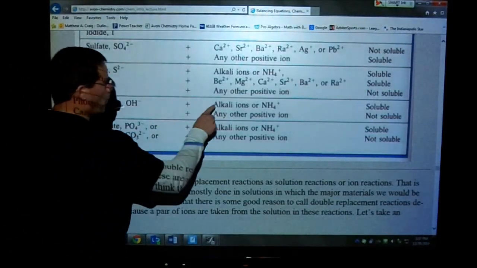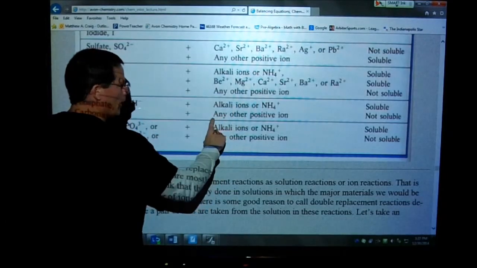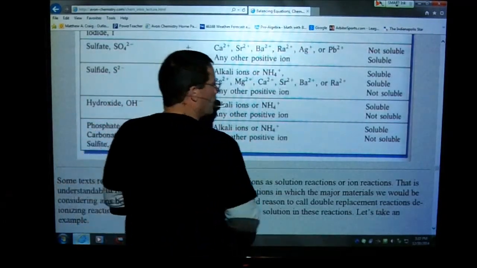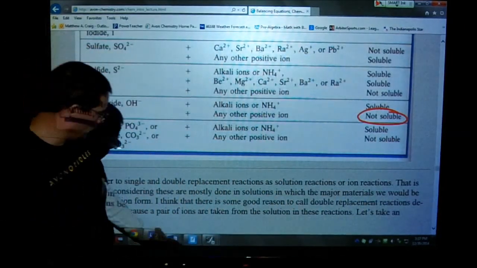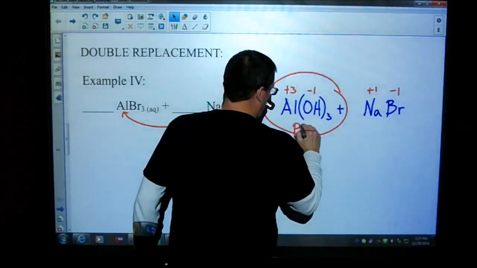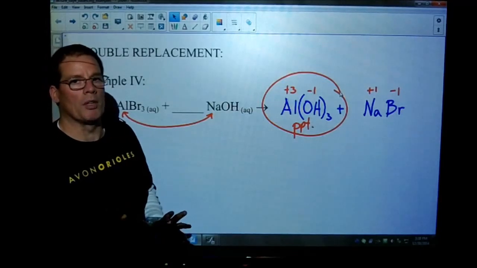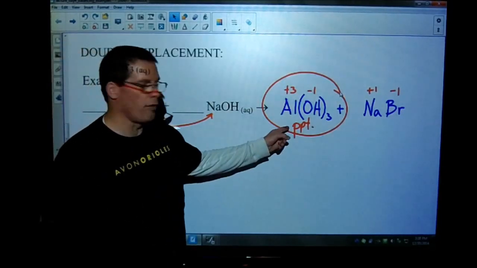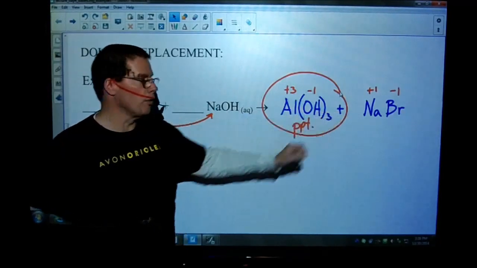Since aluminum is not an alkali ion, we go to the second row in this same section. Is aluminum any other positive ion? Yes, it is. Which means that we have the formation of a precipitate. So in this case, this is forming our precipitate. Now, I might be a dirty bird and give you 2 PPTs in the same reaction. So just because the first one makes a PPT, double check and make sure that one does or doesn't.